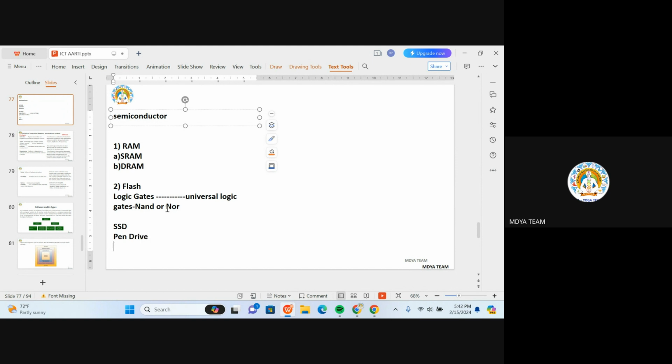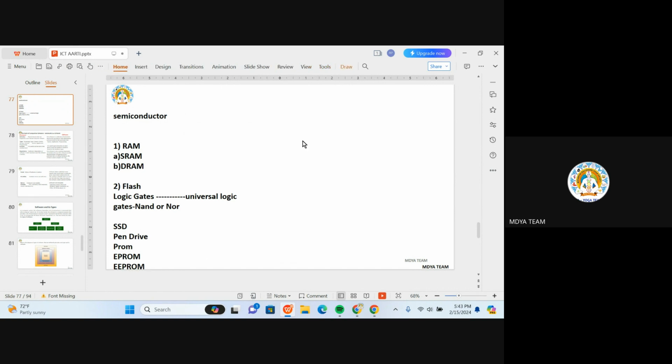Remember this name? PROM. PROM we have studied. PROM is also EEPROM. Okay, you have to remember these words. These devices are flash memory, and flash memories are made up of logic gates. Why are these called flash memory? Because they are made up of logic gates. Logic gates are made up of semiconductor, so these devices come under semiconductor. Got it?